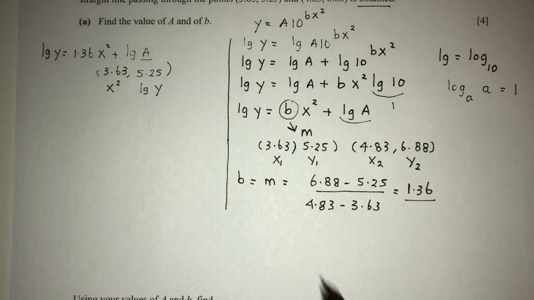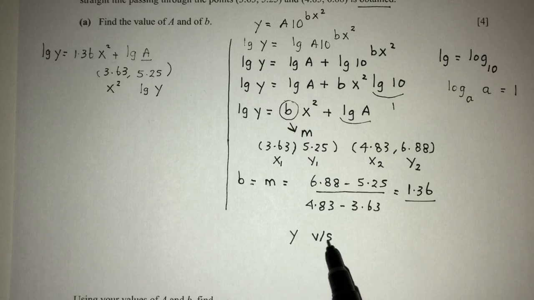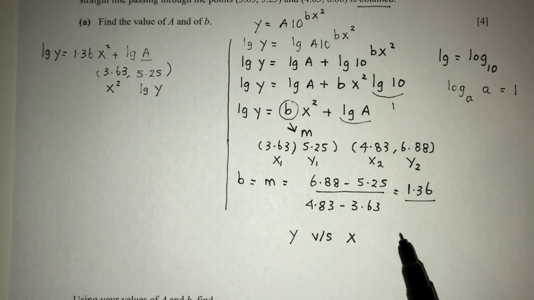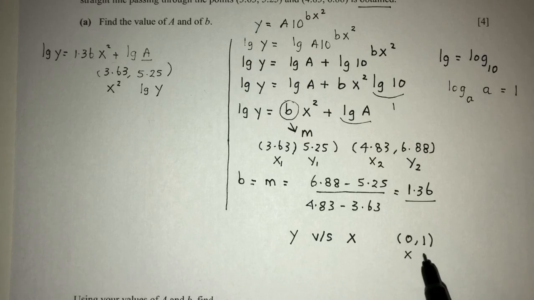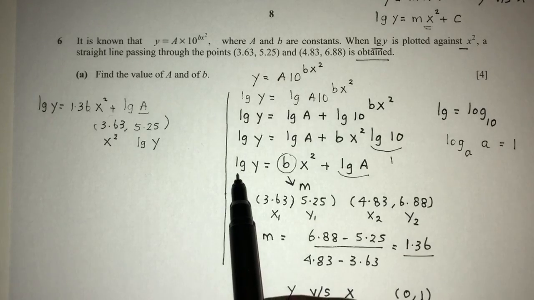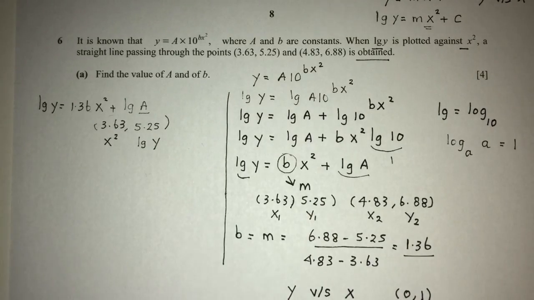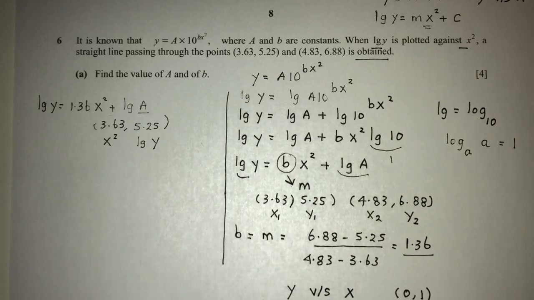For example, when you have a graph of y against x plotted, you have a point, let's say (0, 1). You would say this is x, this is y. But now in this case, we have a graph of log y against x squared. So because of that, the first one has to be x squared. This has to be log y. The same logic applies to different variables.